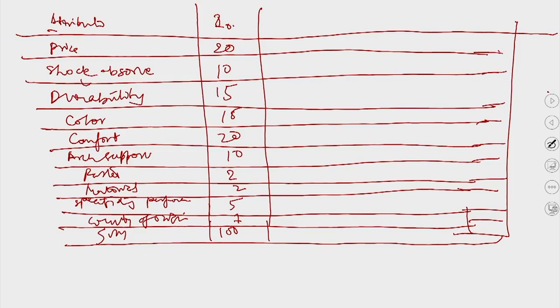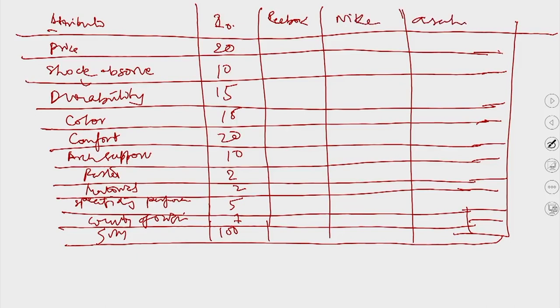Now, let us compare 3 brands of shoes on these attributes. So, let us take one brand as Reebok, the second brand as Nike, and the third brand as Asahi. Asahi is a Japanese company which actually makes shoes.